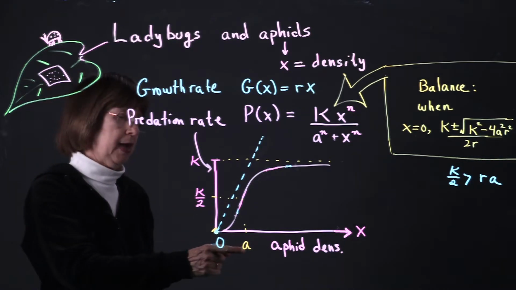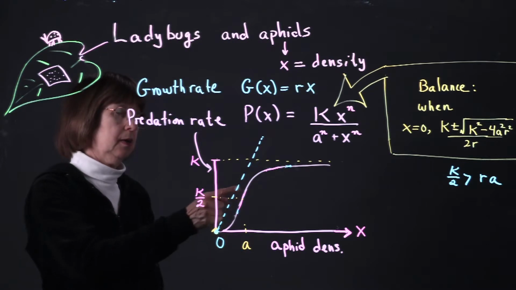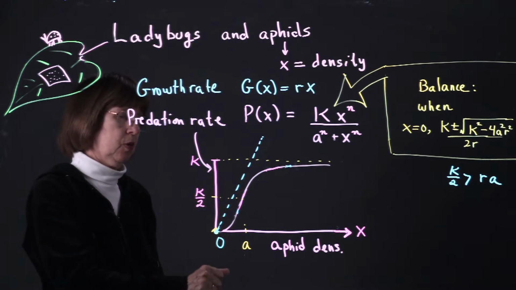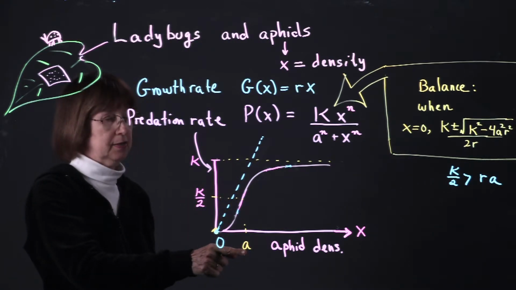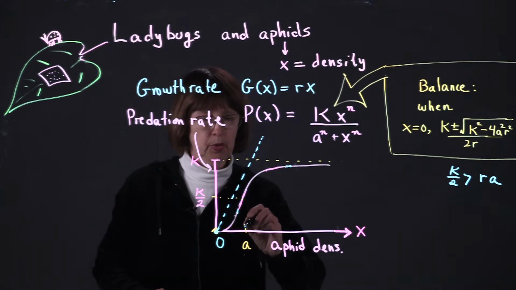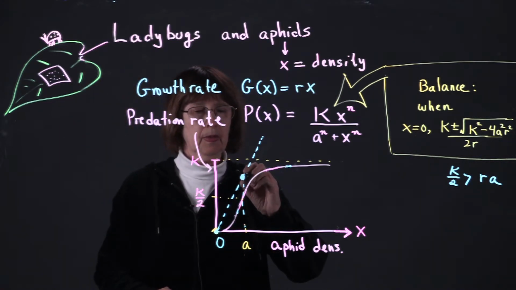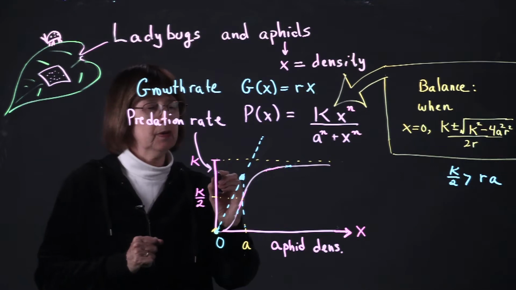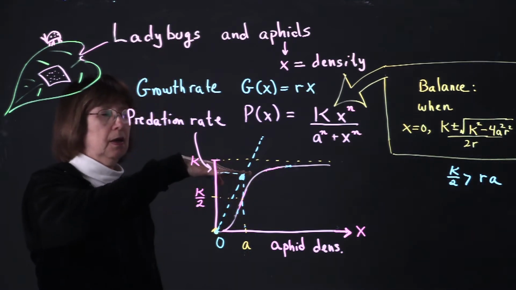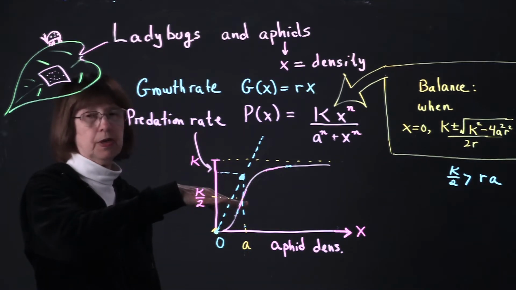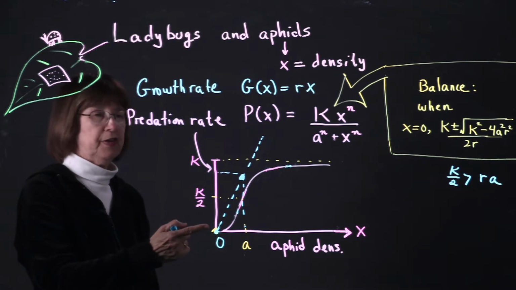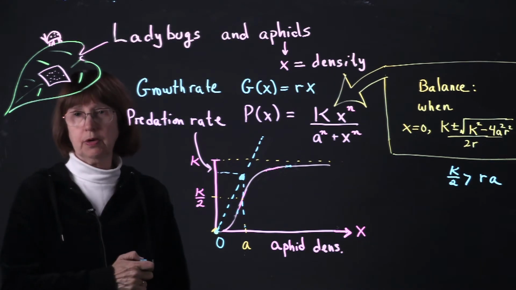And observe that now when we look at the point on the line corresponding to aphid density x, we get the point r times a, which sits up here. And indeed, that level is higher than k over 2. And in fact, the 2 graphs no longer intersect.